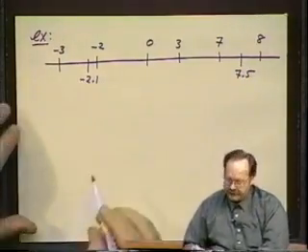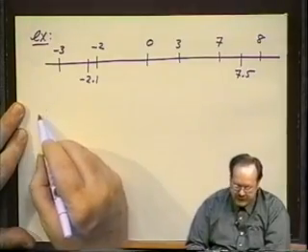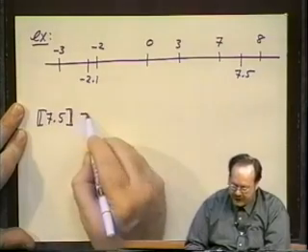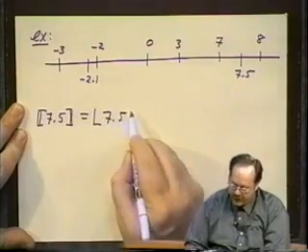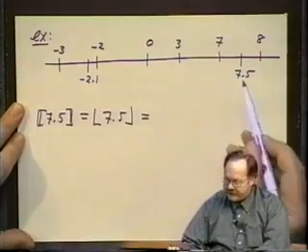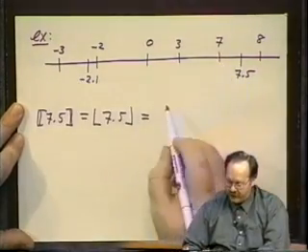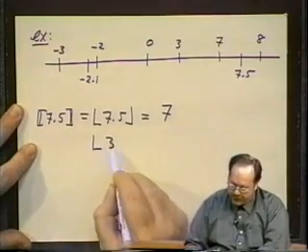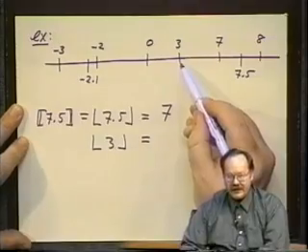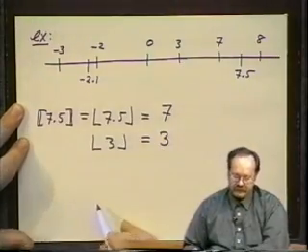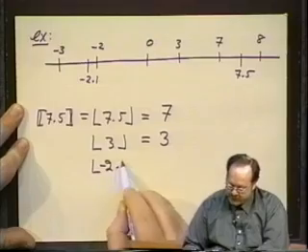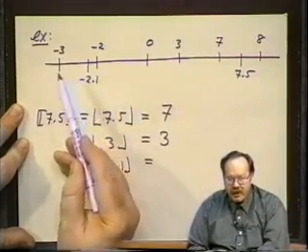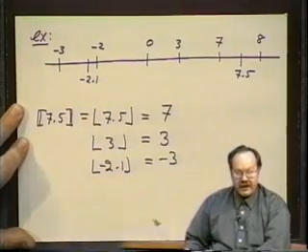Now, let's go ahead and compute a few things. What is the greatest integer function of 7.5? That, of course, is the floor below 7.5, and that is, there's 7.5, its floor is 7. Easy to see. What is the floor below 3? Well, 3 is its own floor. It's an integer. What is the floor below minus 2.1? There's minus 2.1. What is the first integer below it? That's minus 3.